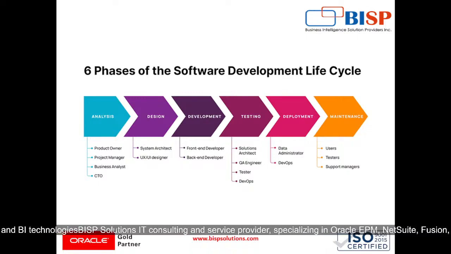Then we will analyze the requirements, where the product owner, project manager, business analyst, and CTO will be there. Their objective is gathering detailed requirements for NetSuite implementation, configuration, or customization. Then they will move to designing. The objective of designing is creating a technical document or design for implementing the requirements in NetSuite, and the people involved in designing are the system architect and UX or UI designer.